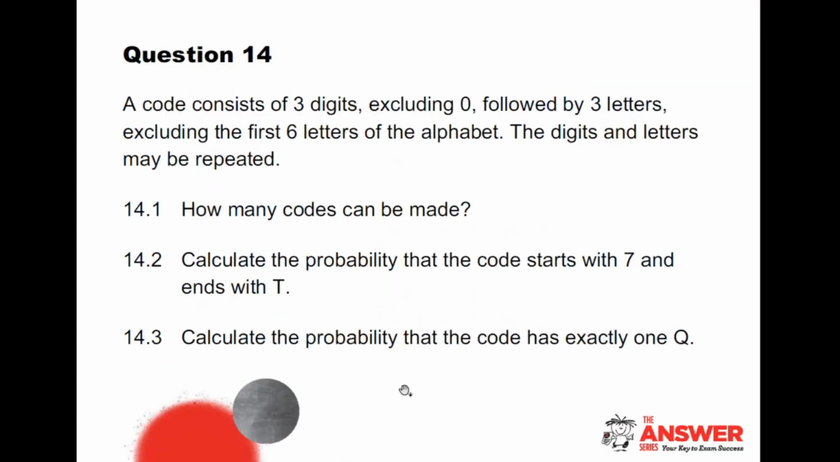Question 14. A code consists of 3 digits, excluding 0, followed by 3 letters, excluding the first 6 letters of the alphabet. So again, I'm taking combinations of digits and letters, excluding certain things. The digits and the letters may be repeated. How many codes can I make? Calculate the probability that the code starts with 7 and ends with T. Calculate the probability that the code has exactly 1 Q.